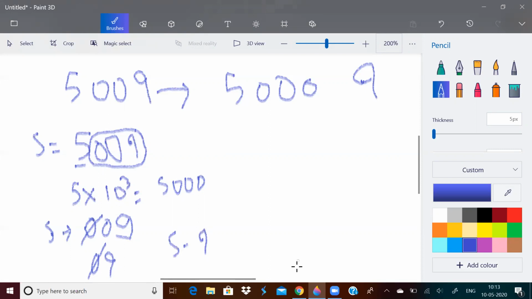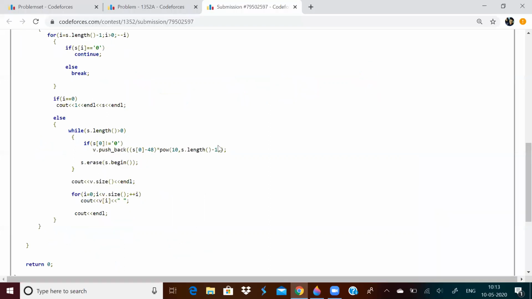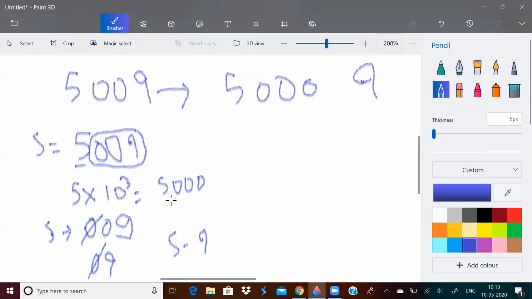So when my S becomes 9, I'm going to insert this 9 into the vector. How am I going to insert 9? 9 can be written as 9 into 10 to the power 0. Because remember, when I was explaining this 5000 example, I told you how you put this number into a vector. How do you get this number? You take the digit which is not 0 and multiply it with 10 to the power s dot length minus 1. That is what I have done.